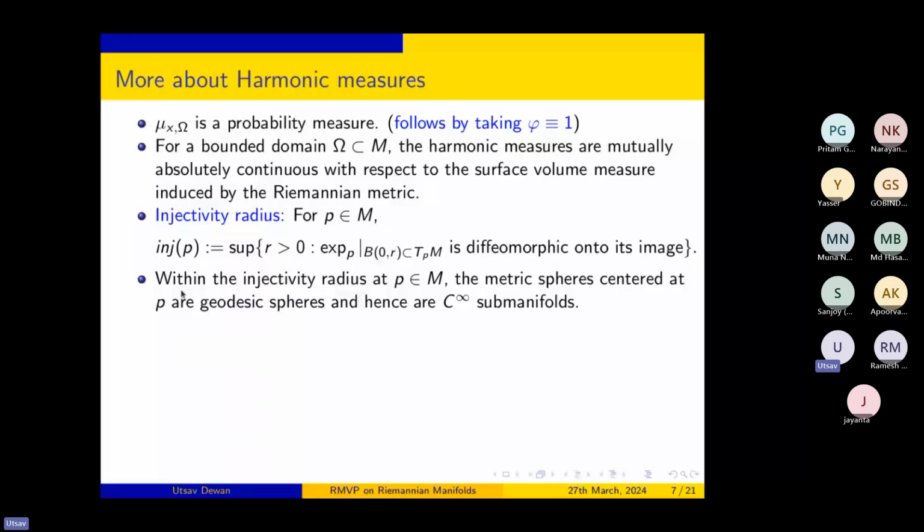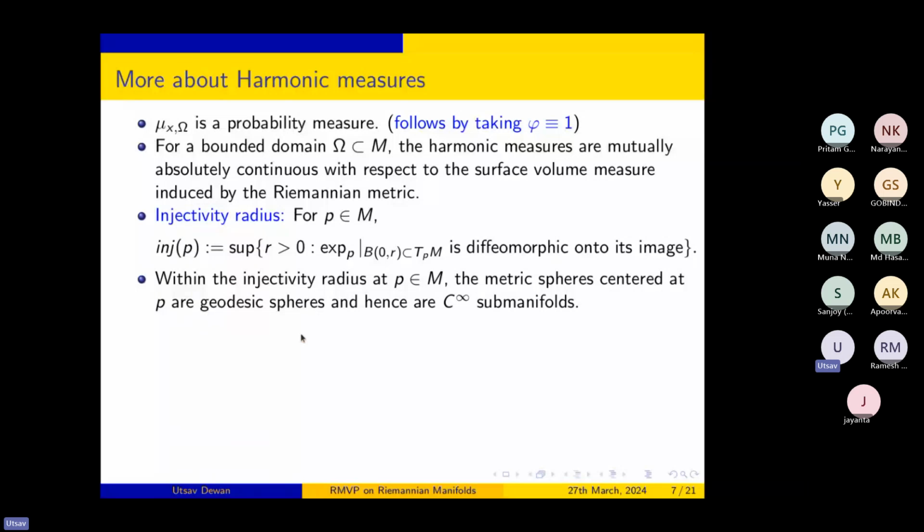So within the injectivity radius at p in M, the metric spheres: you have a Riemannian manifold, and the Riemannian metric gives rise to an inner metric, and that gives rise to the metric spheres. You have a metric space, so you can define spheres there. These metric spheres centered at p are nothing but geodesic spheres.